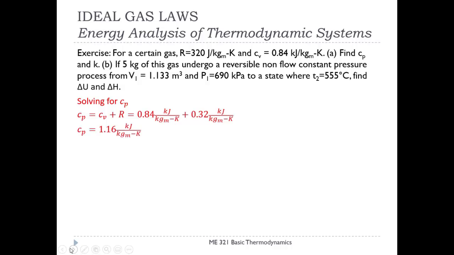To solve for the specific heat at constant pressure, we just need to add the specific heat at constant volume and the gas constant. This formula will give us 1.16 kilojoules per kilogram Kelvin. Now this value, along with the specific heat at constant volume, can then be used to solve for the value of the specific heat ratio. We now get 1.381 for our value of k.